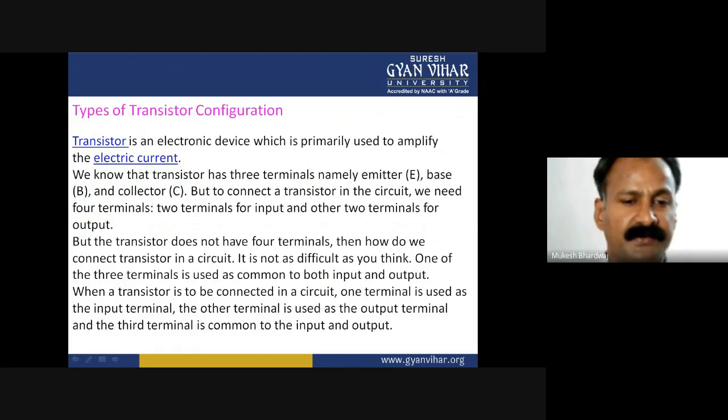Types of transistor configuration. The transistor is an electronic device which is primarily used to amplify the electric current. We know that a transistor has 3 terminals, namely emitter, base, and collector. But to connect a transistor in the circuit, we need 4 terminals, 2 terminals for input and the other 2 terminals for output. But the transistor does not have 4 terminals. Then how do we connect a transistor in a circuit? It is not as difficult as you think.